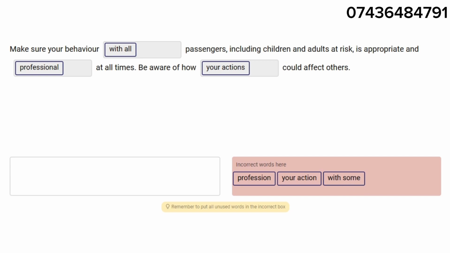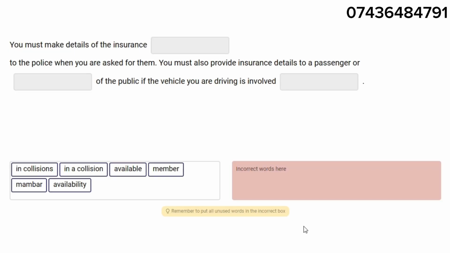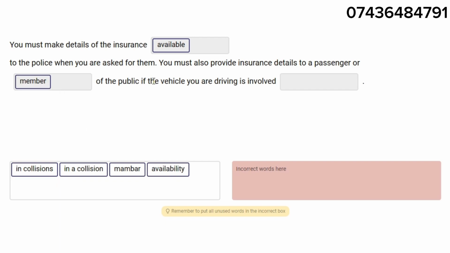So this is the last question, I think, and the answer will be you must make details of insurance available to the police when they ask for them. You must also provide insurance details to the passenger, or a member of the public, if the vehicle you are driving is involved in a collision. It will be in a collision, sorry.